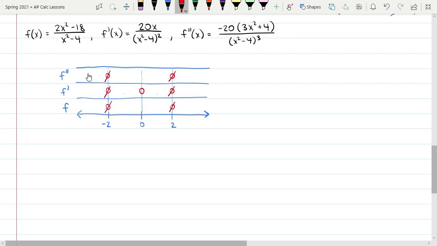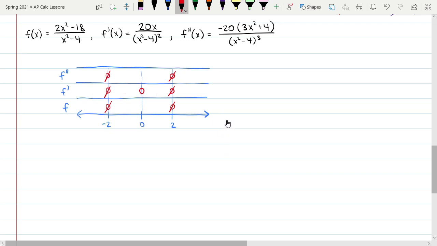Notice for f double prime, even though I have this line right here, that line was only there because 0 needed to be in our chart. But really, for f double prime, the only intervals I'm looking at are -infinity to -2, -2 to 2. There's nothing interrupting f double prime at 0. So this whole thing right here is considered one interval for f double prime. And then finally we have from 2 to infinity. So just kind of keep that in mind as we go through this.